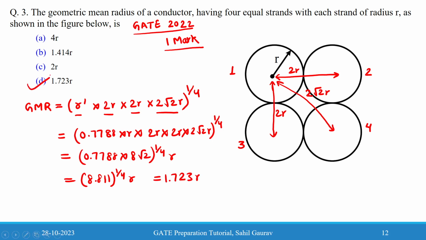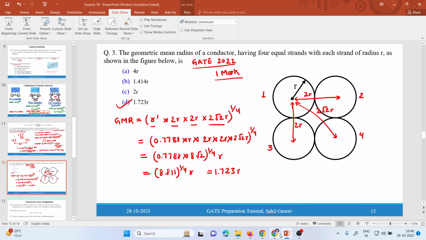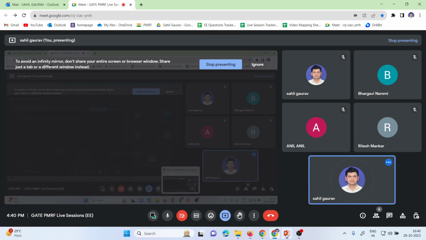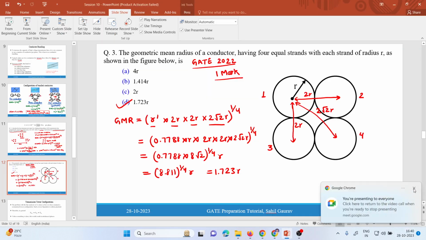Any doubt? Any doubt? Bhargavi, Anil, Ritesh? No, sir.